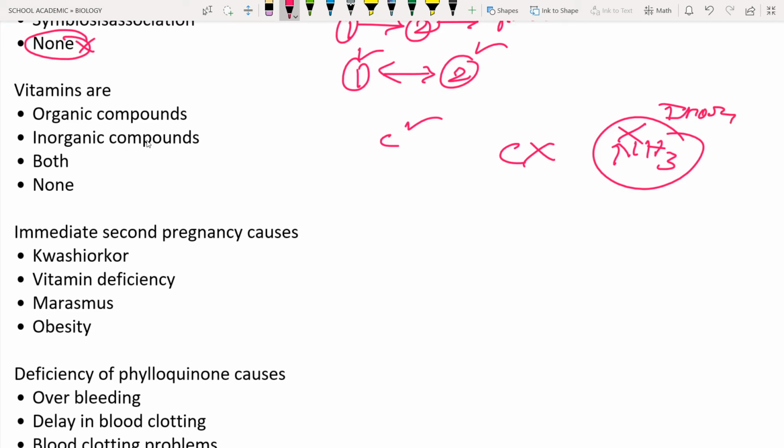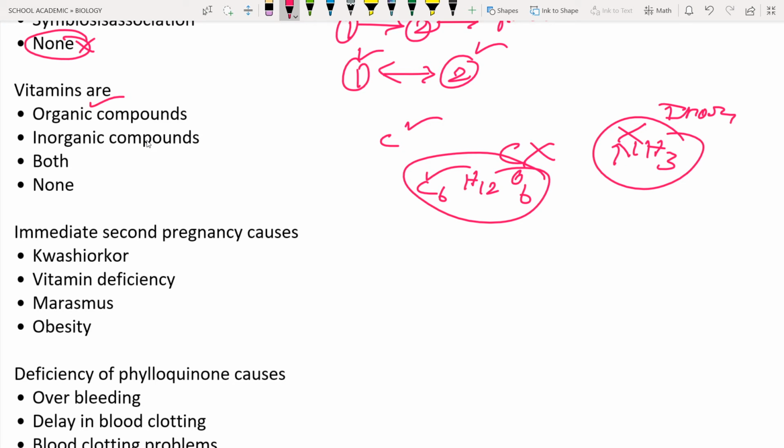Example, glucose molecules. In the glucose molecule you can see carbon, C6H12O6. Can you see carbon here? Yes, you can see carbons in the glucose molecule. Hence, the carbohydrate is an example of organic. But vitamins contain organic. Okay, why?